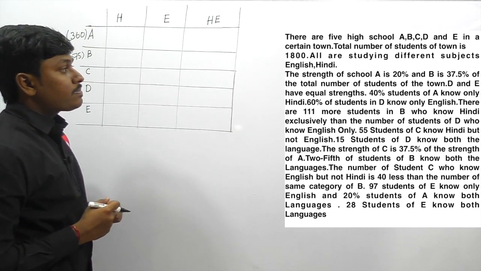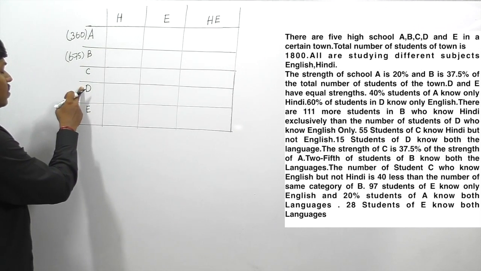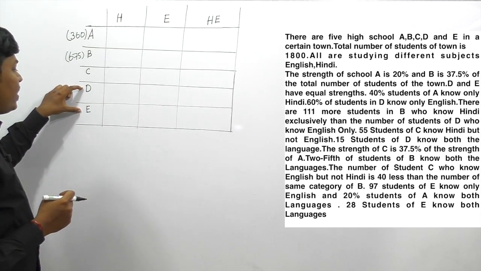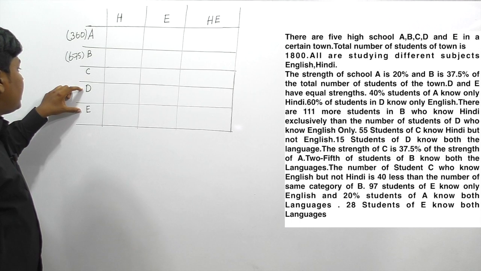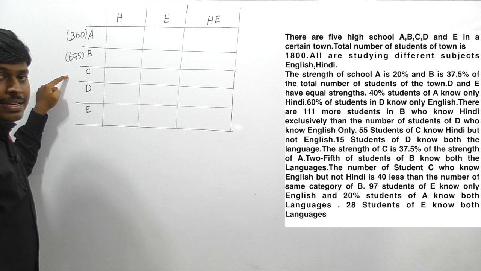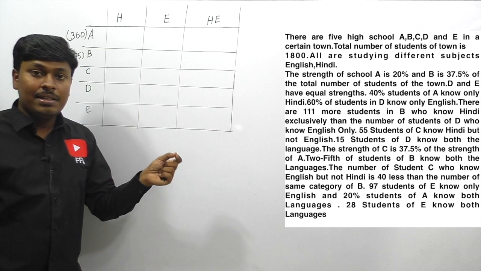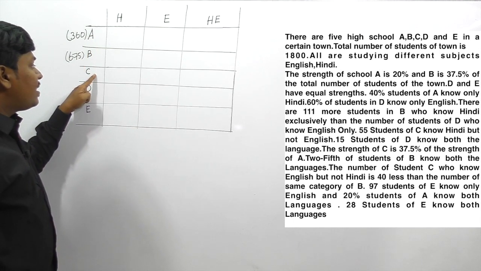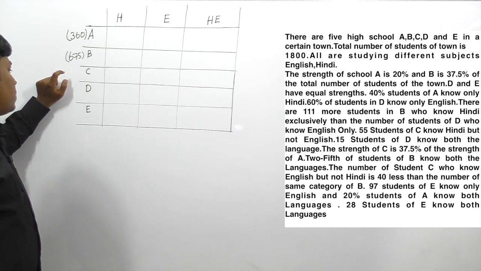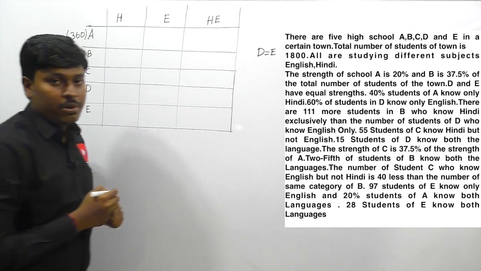Okay, next point. D and E have equal strength. So friends, they are saying that schools D and E have an equal strength, but we don't know how many students are there in D and E. Listen carefully. If I know how many students are studying in C, then it is easy to find D and E, right? We know the total is 1800 students. From 1800 students, if I subtract A, B and C, we can find the strength of D and E. But we don't know the strength of C, friends. So let me take it as a note that D and E have an equal number of students.